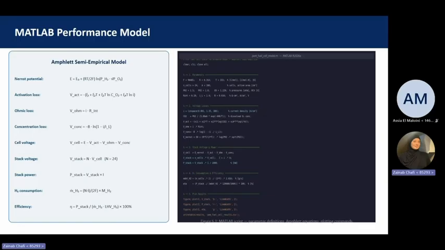To predict the performance of the fuel cell, we developed a MATLAB model using semi-empirical equations. The model calculates several voltage losses: activation losses, ohmic losses, and concentration losses. These losses reduce the actual voltage produced by each cell. Using these equations, MATLAB calculates the cell voltage, stack voltage, output power, hydrogen consumption, and overall efficiency. This allows us to predict the fuel cell system performance under different operating conditions before building a physical prototype.